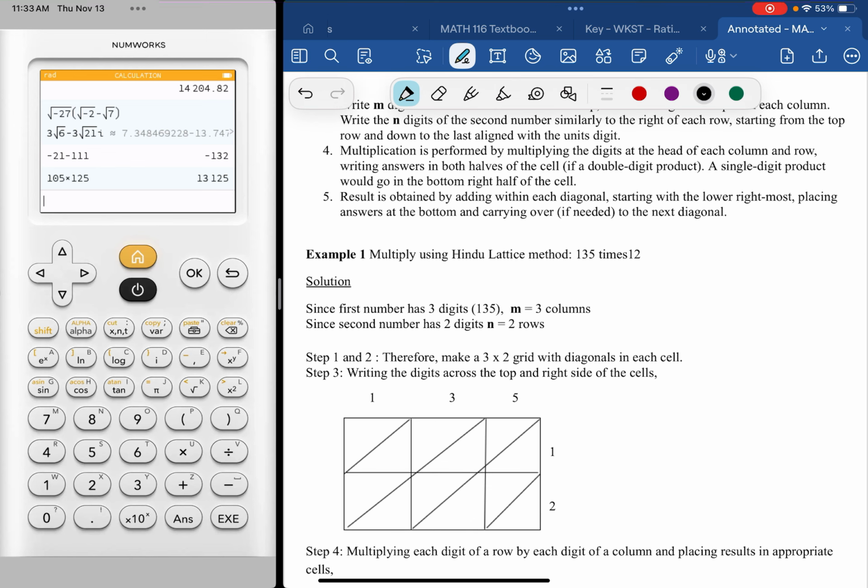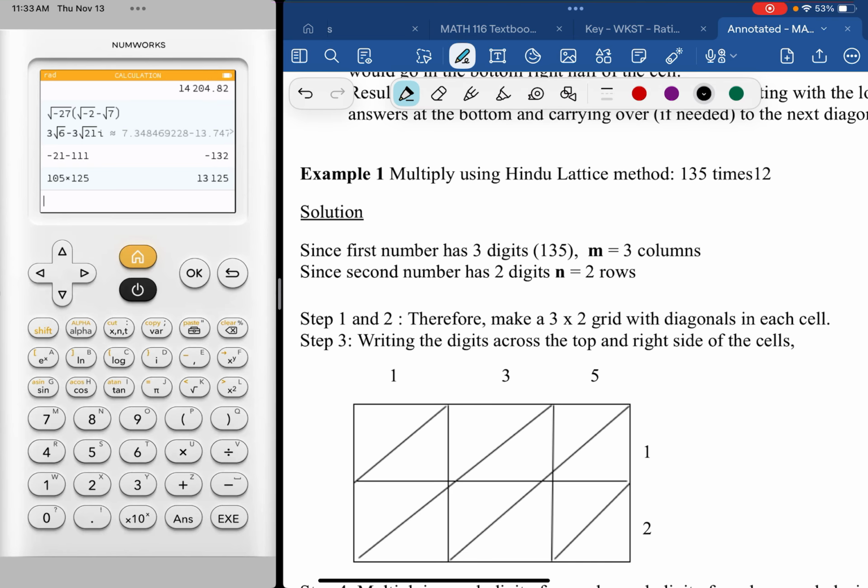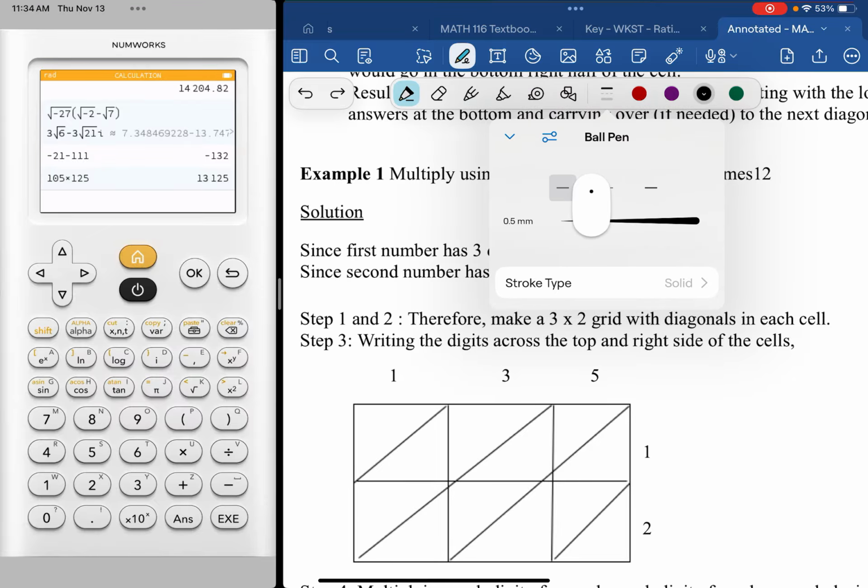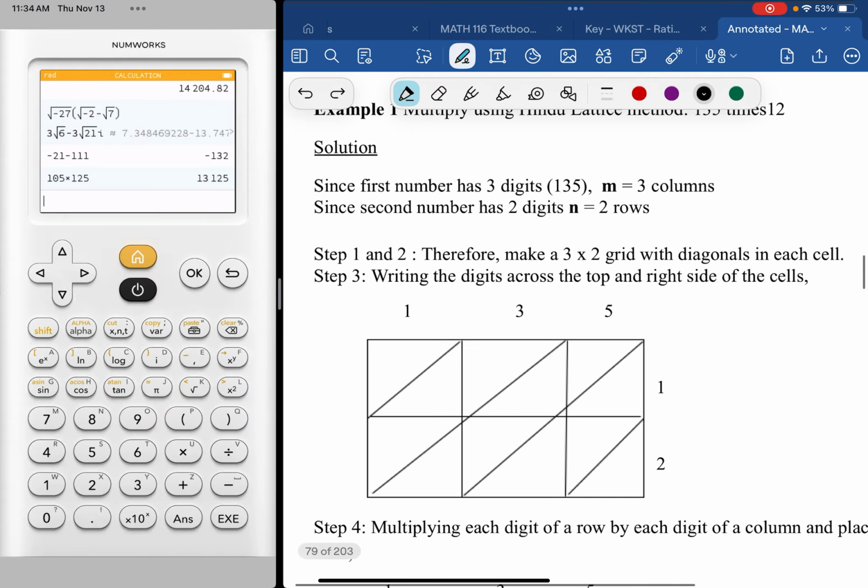If I have the digits 1, 3, 5 multiplied by 12, so 135 times 12, I would put 1, 3, 5 across the top and 1, 2 down the side. Then it would look something like this. It's not going to be perfect, not really perfectly rectangular, but limited by the technology, or at least the formatting.